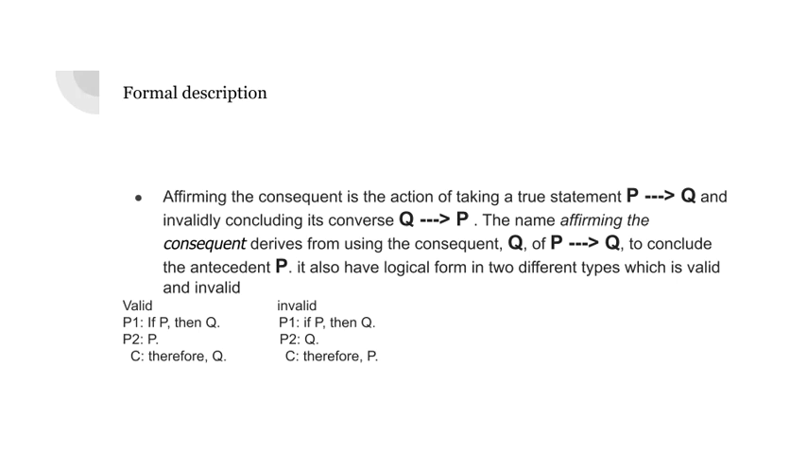Valid. Premise 1: if P then Q. Premise 2: P. Then the conclusion is: therefore Q. And in the invalid, premise 1: if P then Q, then premise 2 is Q. Then the conclusion is: therefore P.